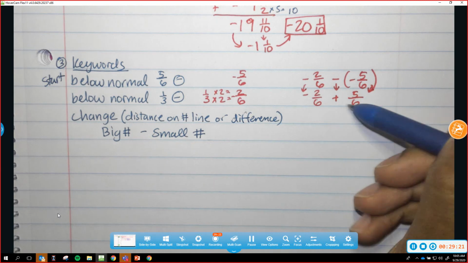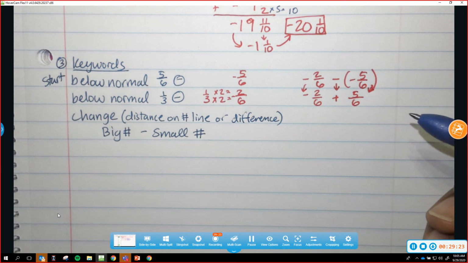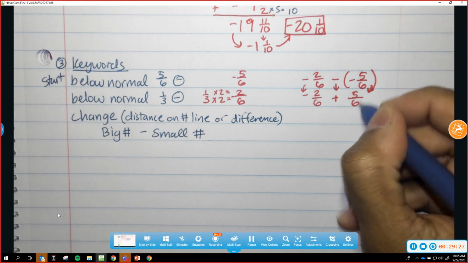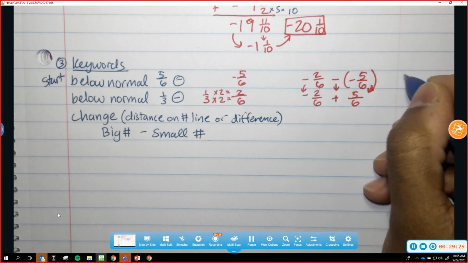Now remember, different signs I can't add like normal. It's not my fairy tale ending, right? I have to do some subtraction. So I got to take the bigger absolute value minus the smaller absolute value.